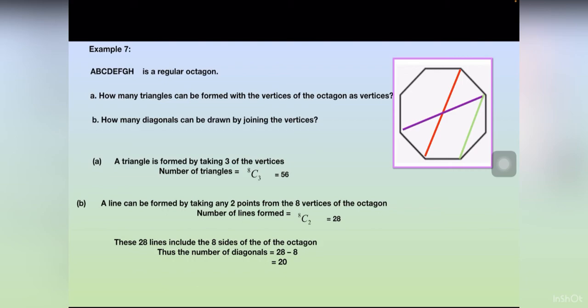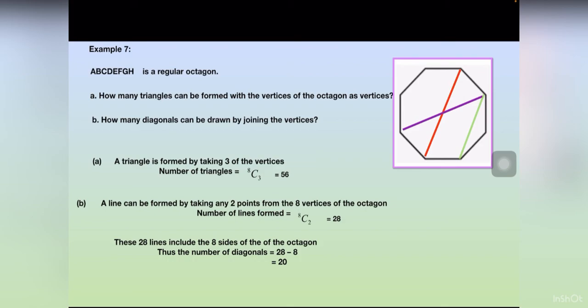8C2 also includes this vertex and this vertex. If we join them together, we also have a line, but this is not a diagonal. It's not inside the octagon. So we have to subtract, because it includes the 8 sides of the octagon. Thus the number of diagonals is 28 minus 8 equals 20 only.